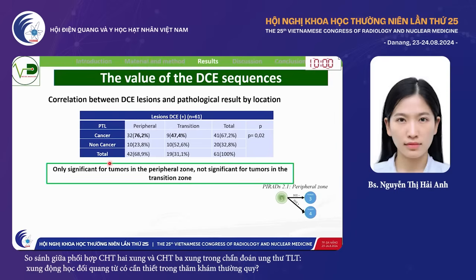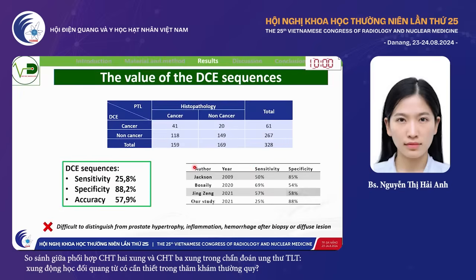The first result is on the correlation between the DCE lesion and pathological result by location. And we found that DCE is only significant for the tumor in the peripheral zone and non-significant for the transition zone. 76% of tumors in the peripheral zone showed DCE positive. Meanwhile, this number for the transition zone is 47%. So the DCE sequence should only be used when we have sufficient lesions in the peripheral zone.